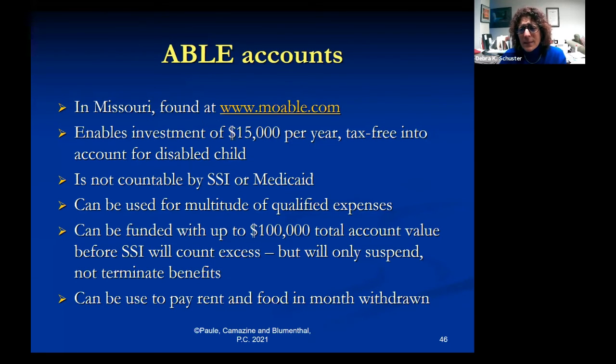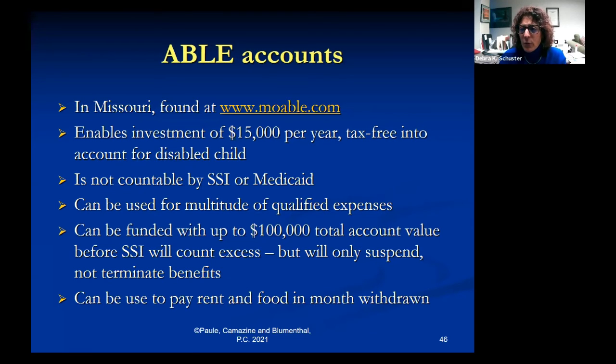And so for many people, this is really a good option instead of a special needs trust, because you don't have to go to the expense of a special needs trust or other types of pooled special needs trusts, which we don't have time to talk about. But an ABLE account is really a wonderful adjunct.